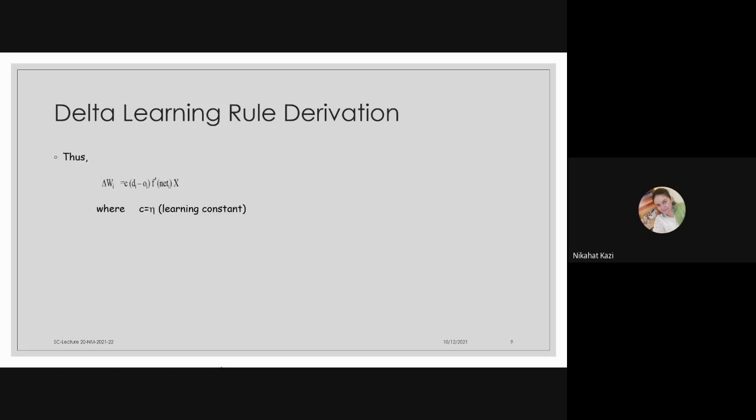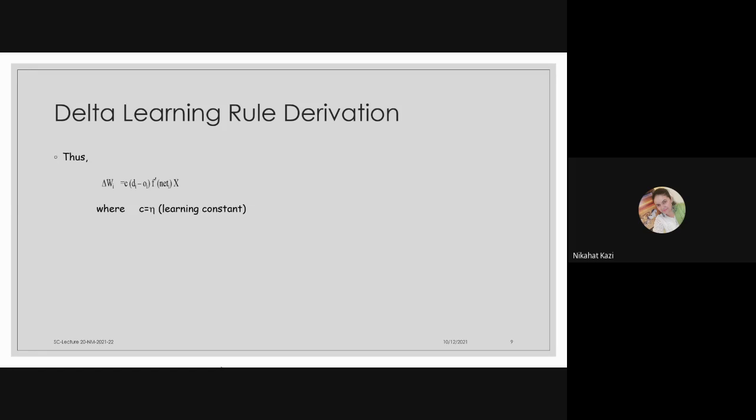C is nothing but eta. Eta is the step that you're taking in the opposite direction of the gradient in order to minimize the error. So small steps you're taking, right? Gradient descent. You're taking in the opposite direction of the gradient so that the error is minimized, so that you reach the global minimum. So that is the gradient descent.